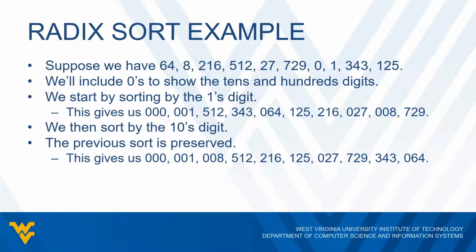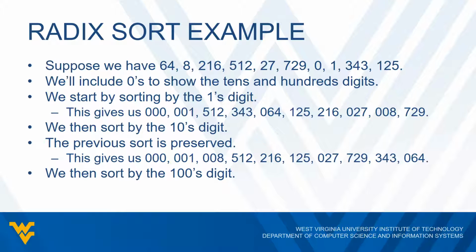We would then get 512 and 216. Once again, we have the same tens digit here with this group, but the ones digits are still sorted. And then we'd have 125, 027, 729. Once again, we have a group where the tens digit is 2, but all the ones digits are sorted. We would then get 343 and 064.